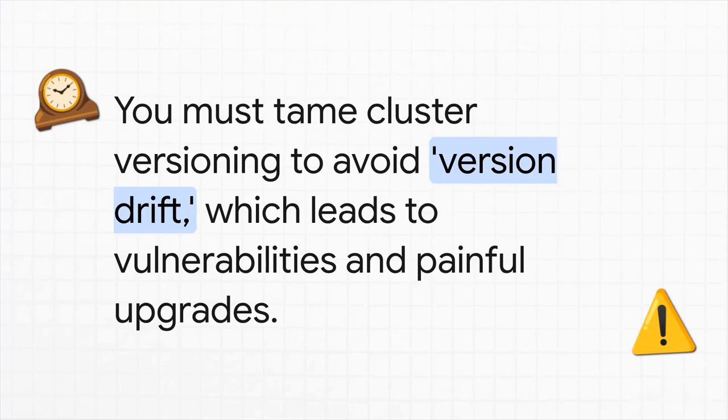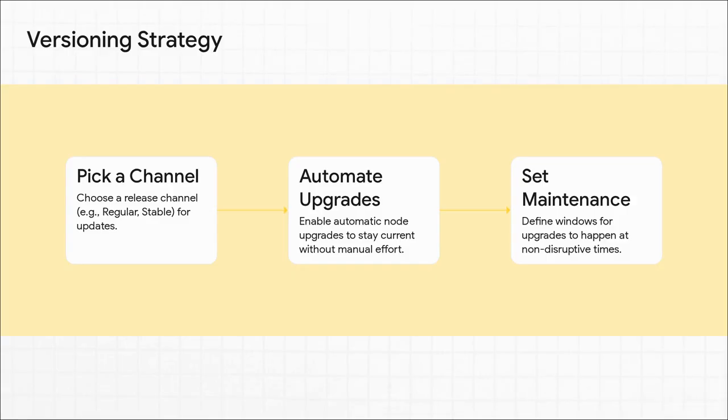The very first thing you have to get a handle on is cluster versioning. Seriously. If you don't, you fall into this nasty trap called version drift. This is where your clusters just get older and older, falling further and further behind on updates. And while that's happening, they're quietly collecting security holes, setting you up for one giant, painful upgrade that breaks everything all at once.